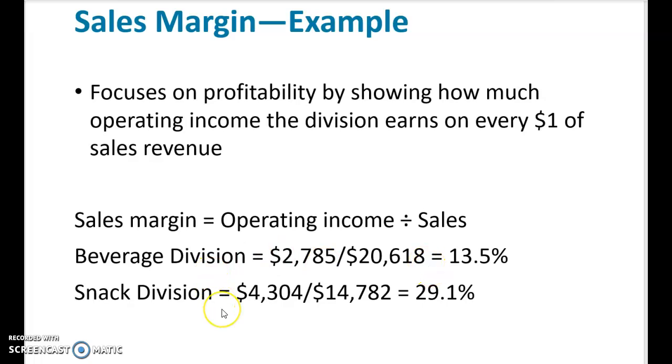Okay, and then in the snack division, this still amazes me. Snack division, our operating income is $43.04. Divide that by sales, 14 bazillion, whatever it is, gives us 29.1 cents. So for every dollar of sales, 29 cents ends up in operating income. So that's pretty interesting. Think about that the next time you buy a little bag of potato chips for $2.